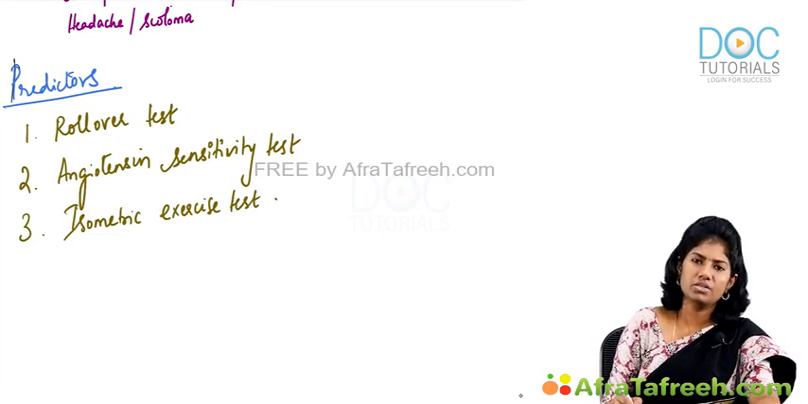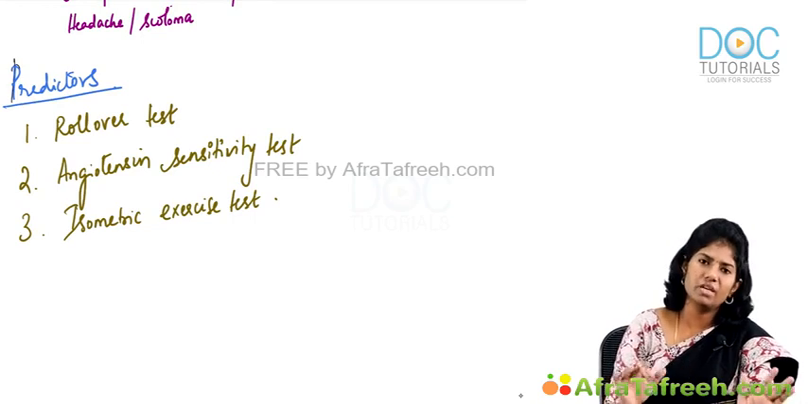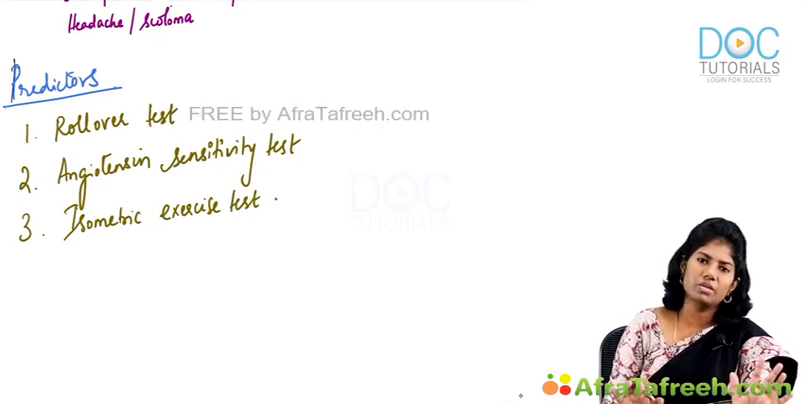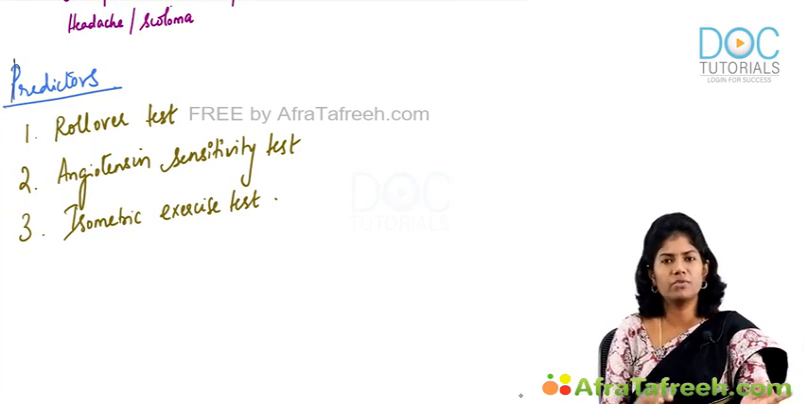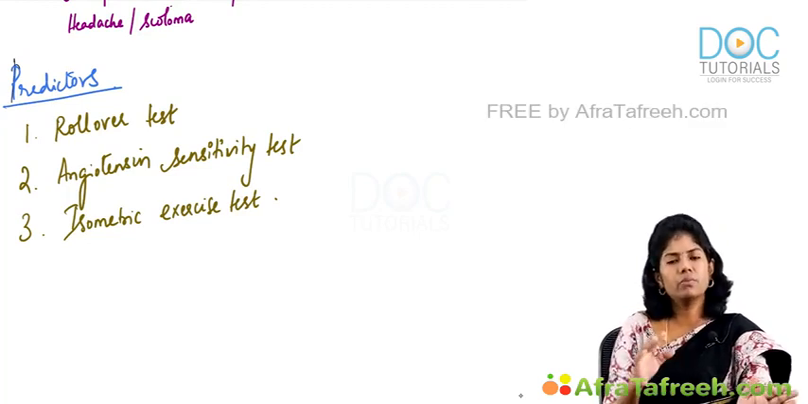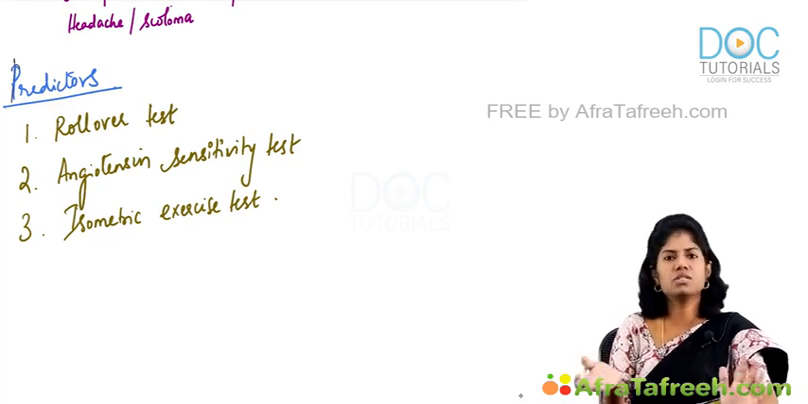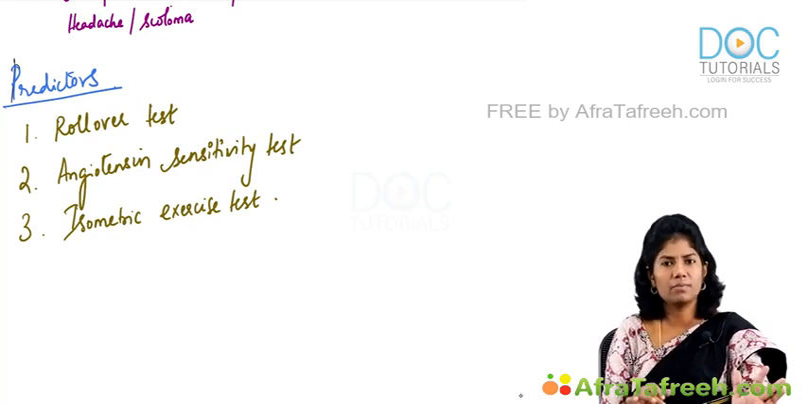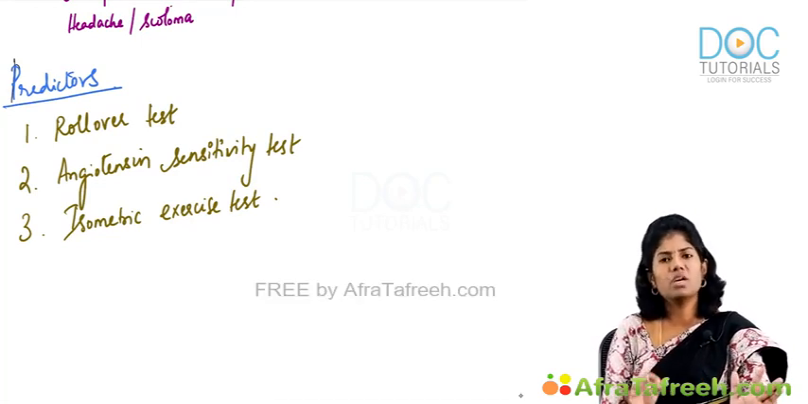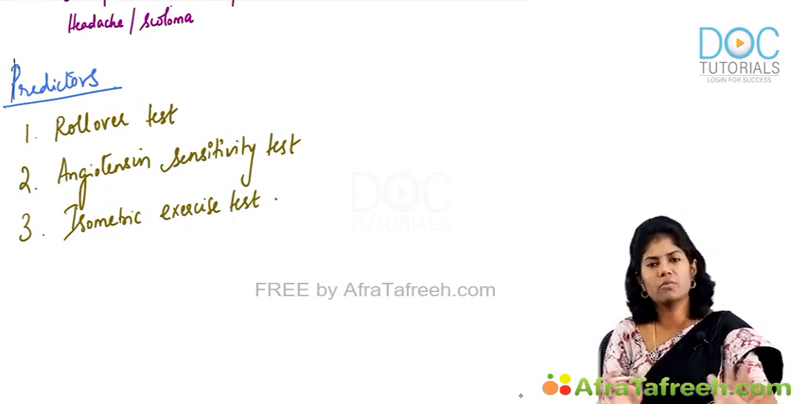So what are the rollover, angiotensin sensitivity and isometric exercise tests? What's the common point between these? We do something to the patient, or we give some injection to the patient, and we measure the diastolic blood pressure before and after the intervention. So what do we do in rollover test? We put the woman in left lateral position, measure her blood pressure, and then we turn the patient to supine position, then measure her blood pressure. Which blood pressure are we worried about here? We are worried about diastolic blood pressure, because diastolic blood pressure determines the outcome of pregnancy.